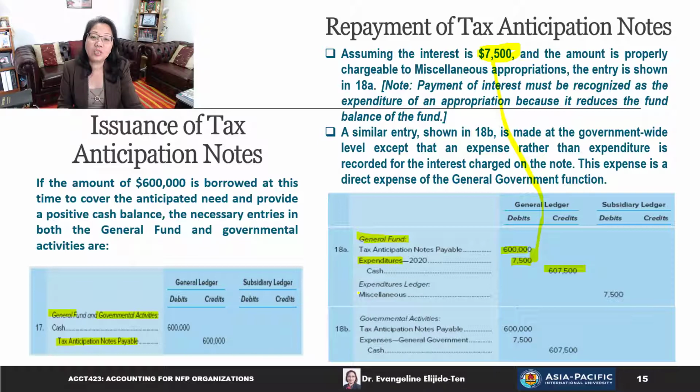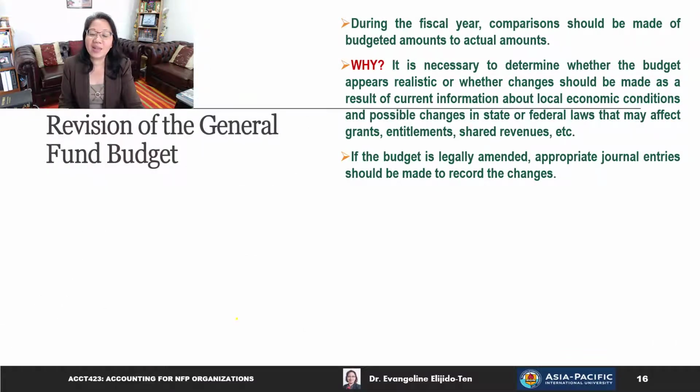And in the expenditures ledger, miscellaneous will be debited for $7,500 for the interest. In the governmental activities, we will also be debiting tax anticipation notes payable for the same amount, $600,000. And instead of expenditures, we'll debit expenses, general government, for $7,500, representing the interest that we paid, and credit also to cash for $607,500. We're getting near to the end of learning objective 1.